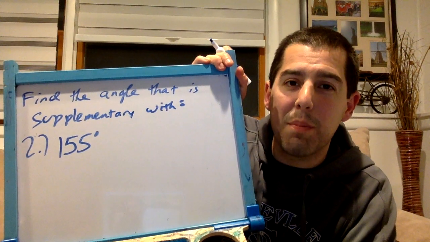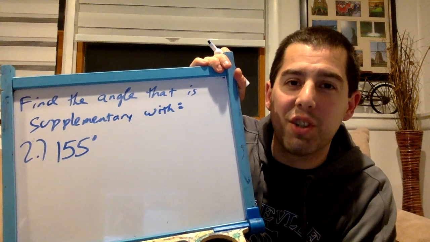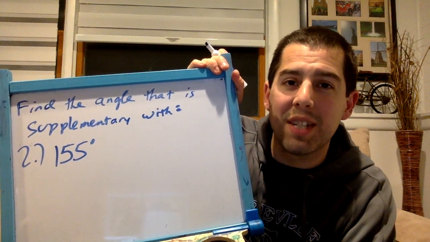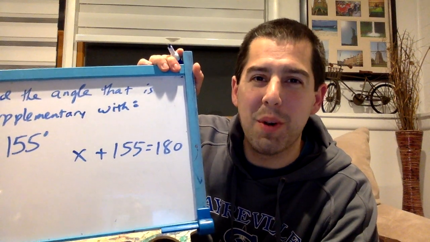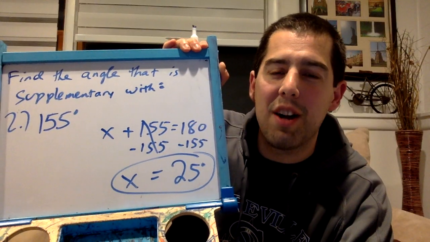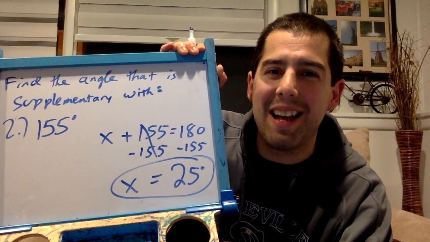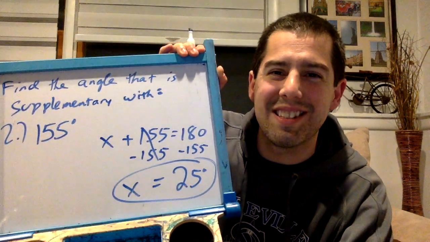Let's try one more. What angle would be supplementary with 155 degrees? We know the two angles together have to add up to 180. That's why I set up this one-step equation. I subtracted 155 on both sides and got x equals 25 degrees.